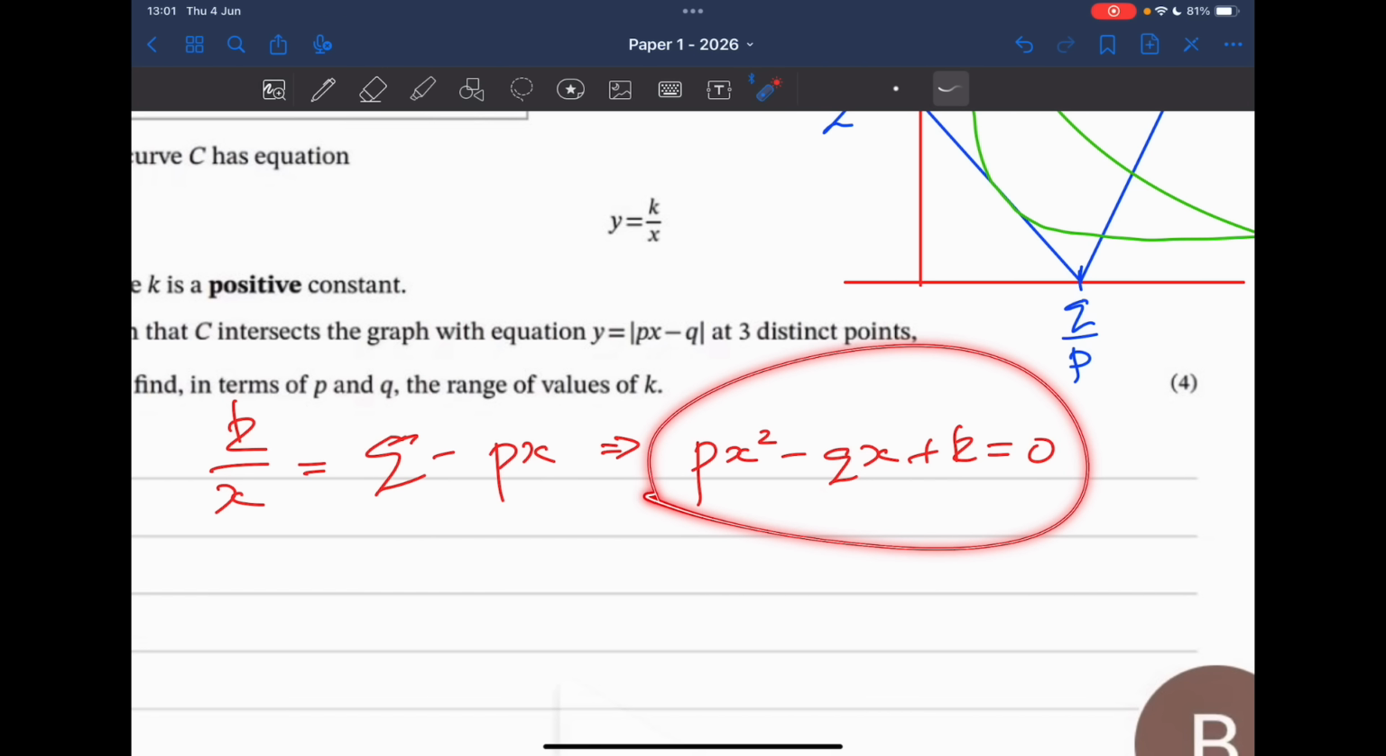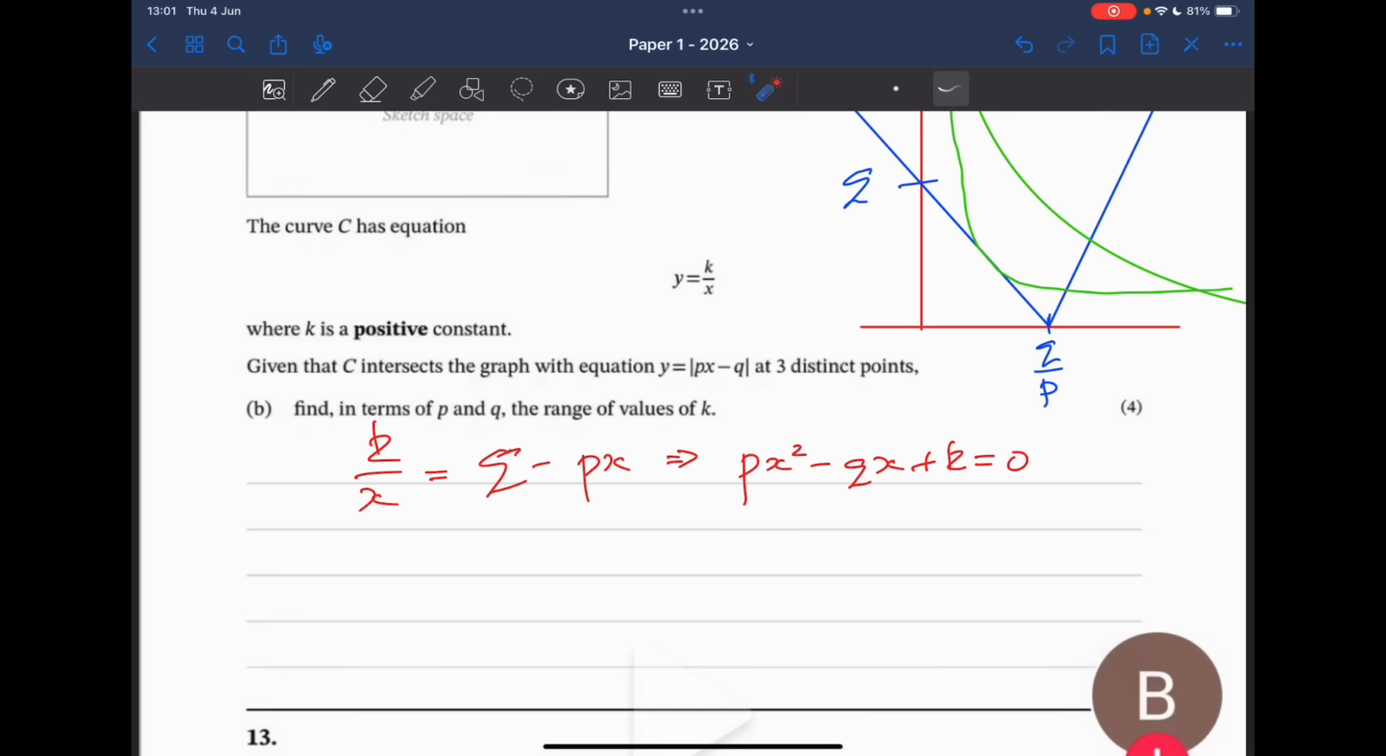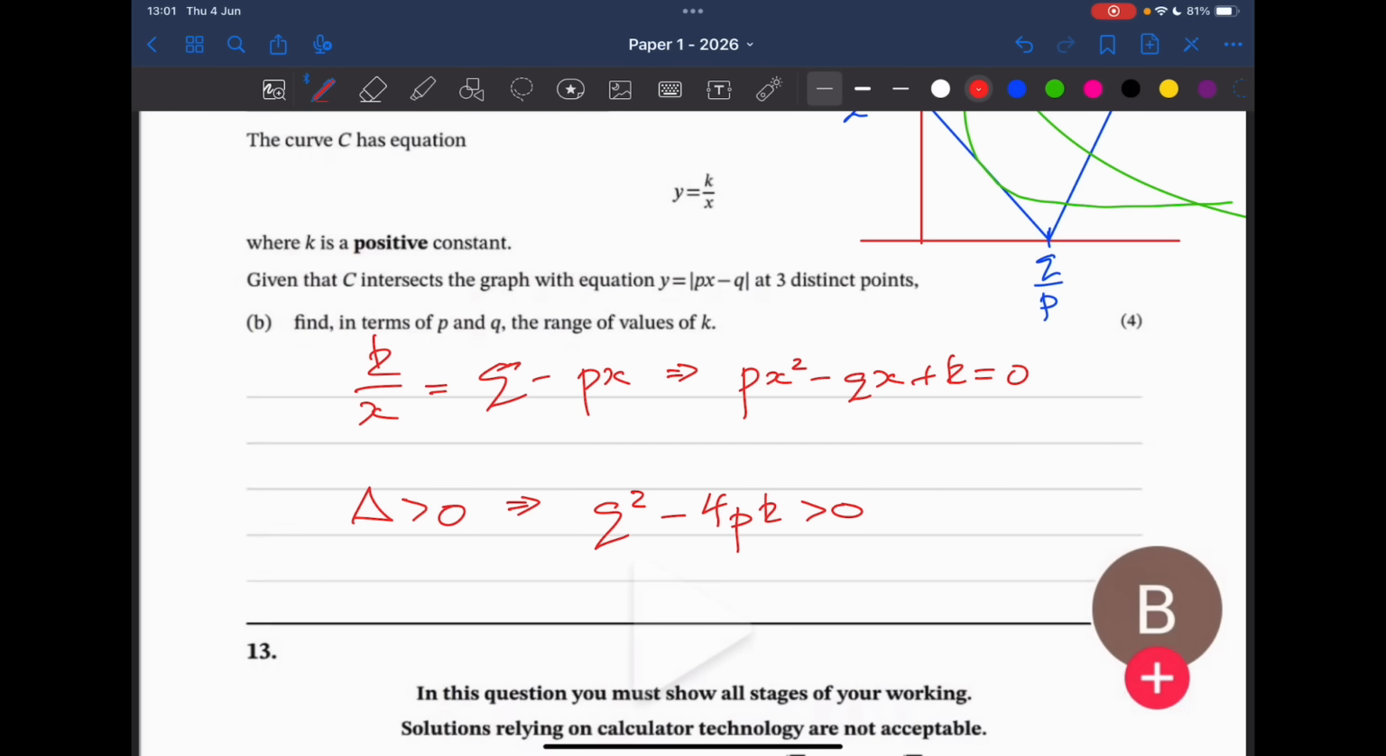We need this to have two solutions. So we want the discriminant of this thing to be positive. So that tells us that b squared, i.e. q squared, take away 4 times a, i.e. p, times c, i.e. k, needs to be positive. Rearrange this for k. K is going to be less than q squared on 4p.